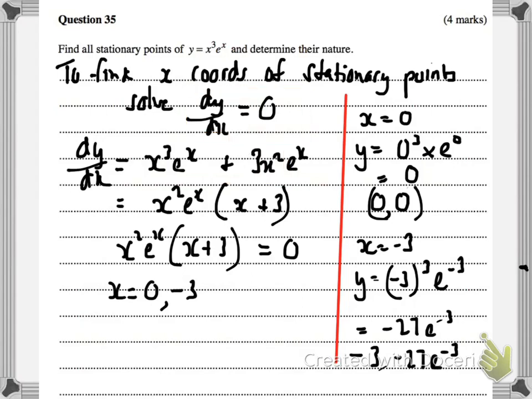So I've applied the product rule there, and then I've factorised going from here to here, taking out x squared e to the power of x as a common factor. If I take x squared e to the power of x out of there, I'm left with x, because x squared into x cubed is x. If I divide it into here, I'm left with plus 3. So that's how I get the factorisation there.